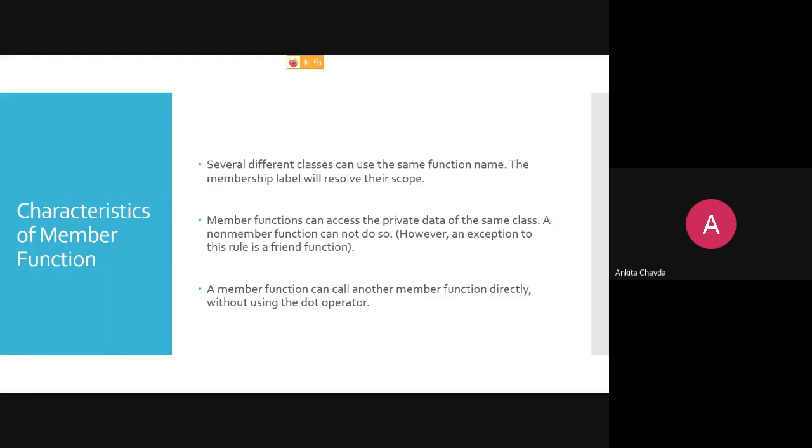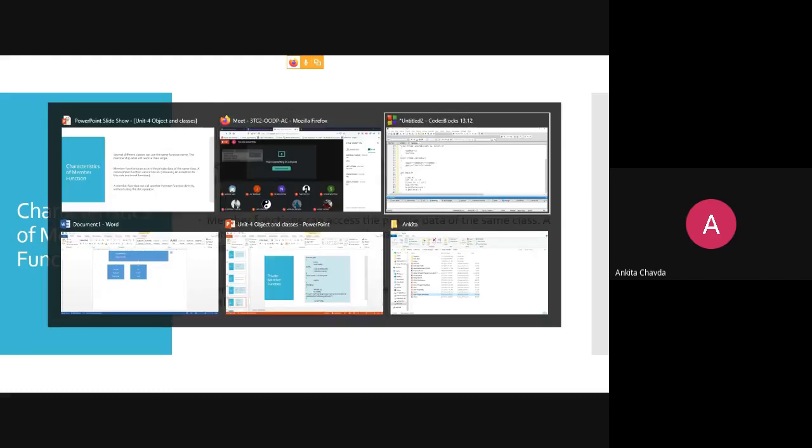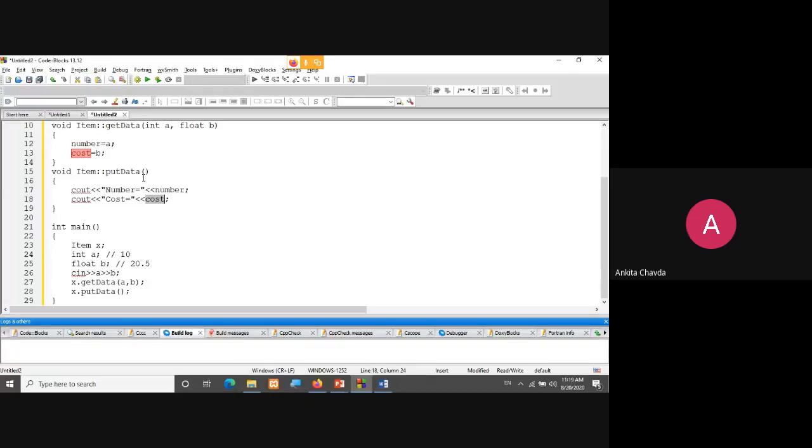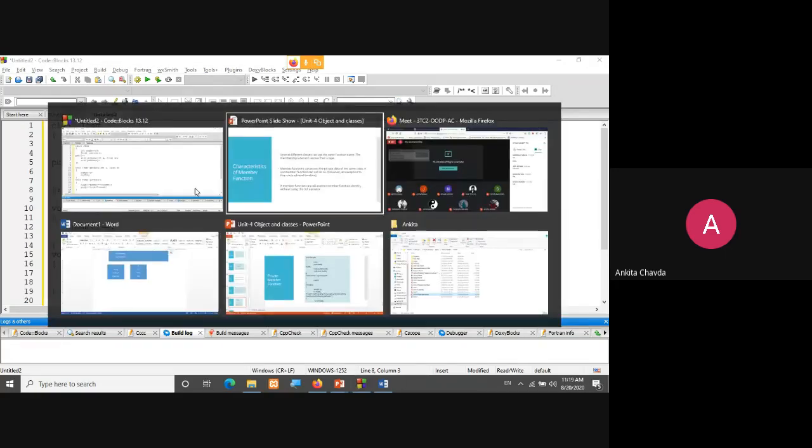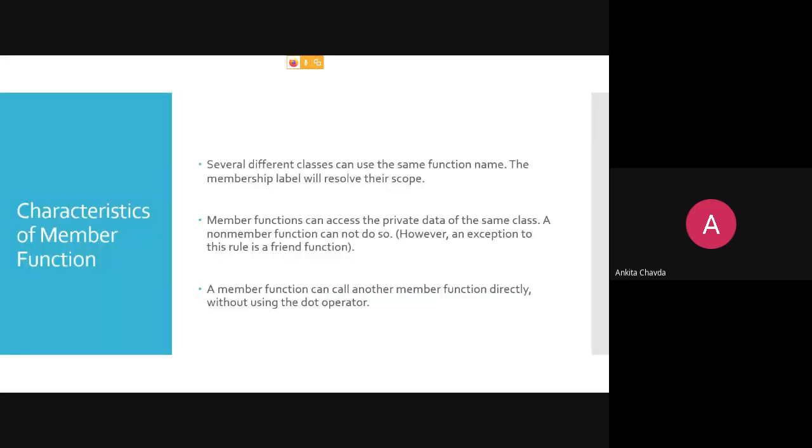Member functions can access the private data of the same class, and a non-member function cannot do this. That is why here I am using my private data as it is, like number and cost, because put data is a function, a member of the class item only, and it can easily use number and cost because they are also members. But a non-member function, outside of the class, cannot directly use my private members.